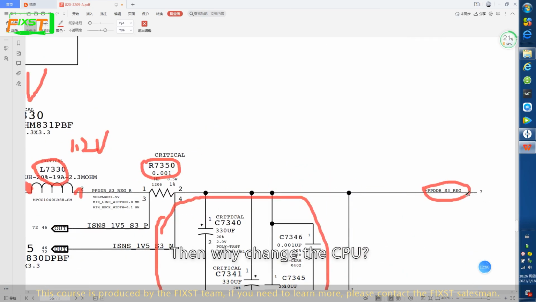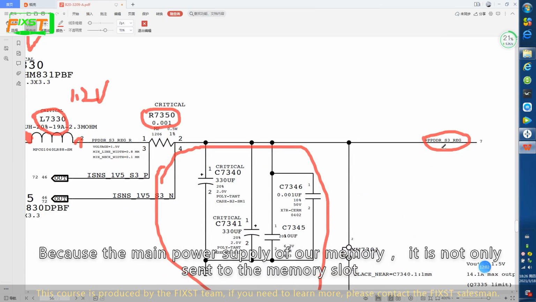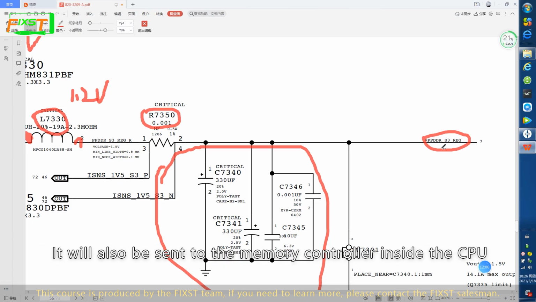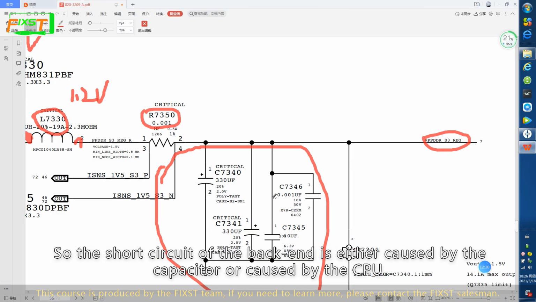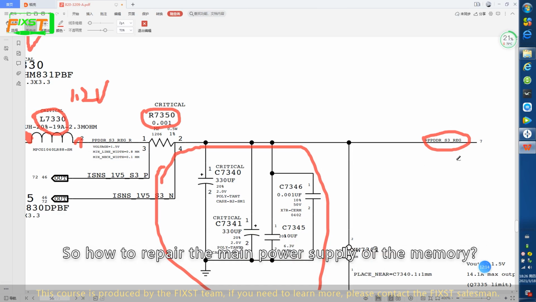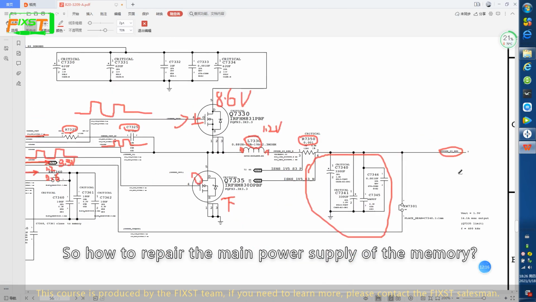Then why change the CPU? Because the main power supply of our memory is not only sent to our memory slot, it will also be sent to a memory controller inside the CPU. So the short circuit of the back end is either caused by the capacitor or caused by the CPU. So how to repair the main power supply of the memory?